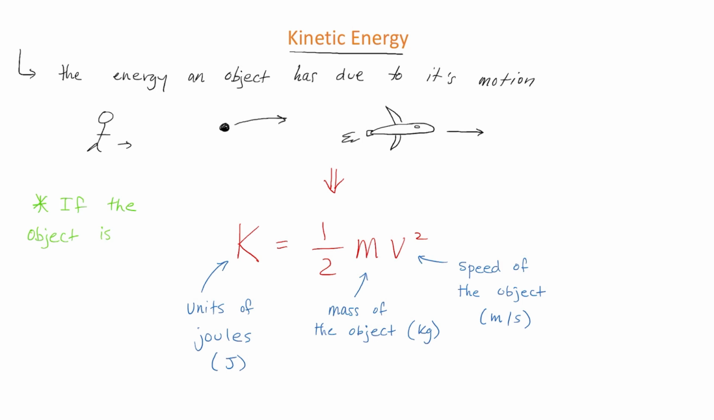If the object is not moving, the kinetic energy would be equal to 0. And finally, if you're asked to find the change in kinetic energy, that's just the final kinetic energy minus the initial kinetic energy. Now let's do an example to practice using the kinetic energy equation.